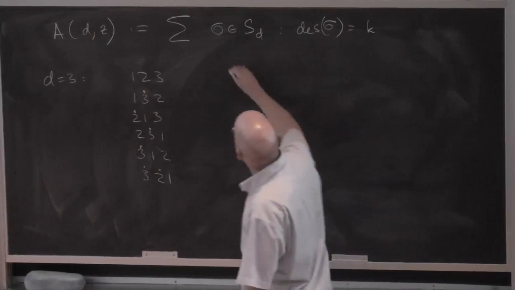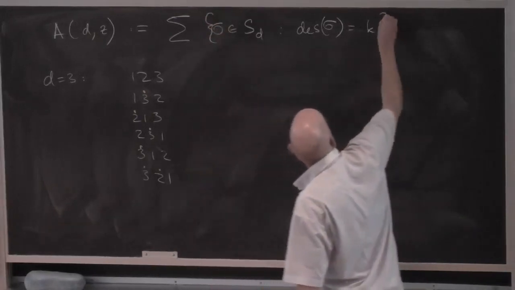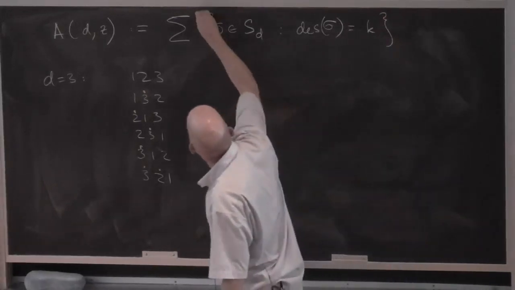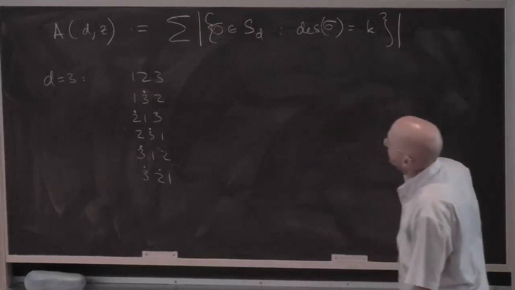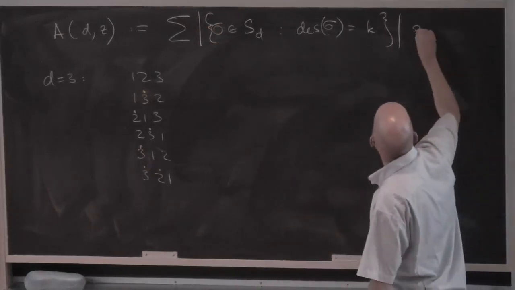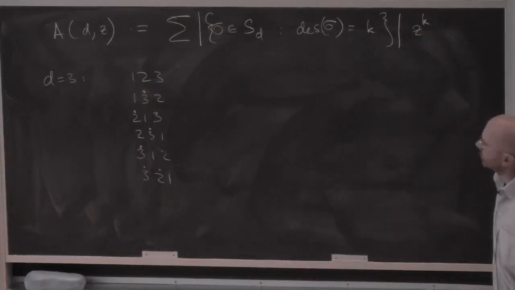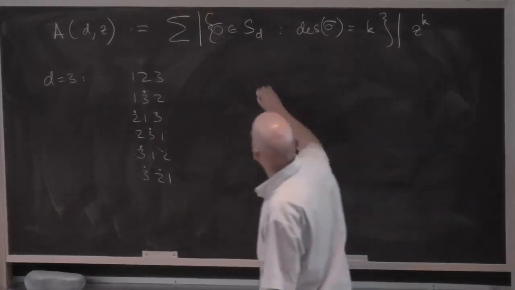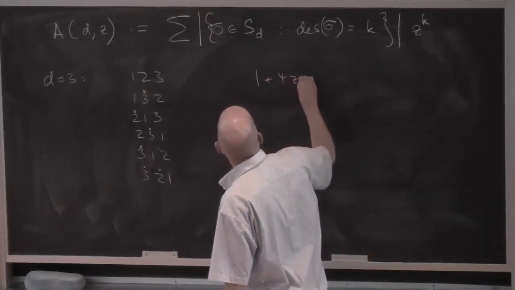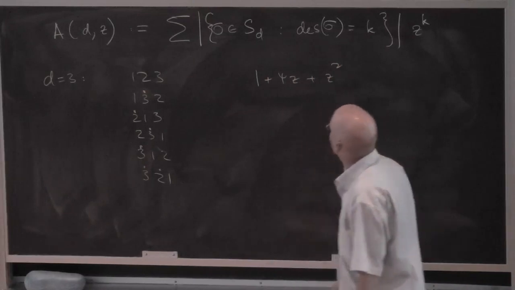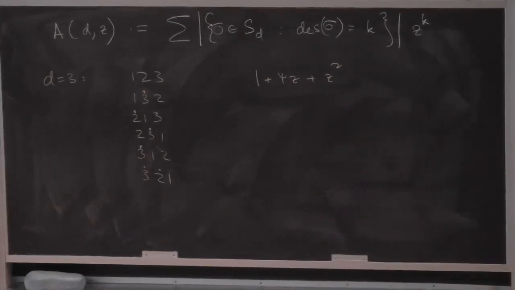And so now what I'm going to do is count all permutations with k descents and stick them into a generating function. So in this case, what I would get is the beautiful polynomial 1 plus 4z plus z squared. Yeah?